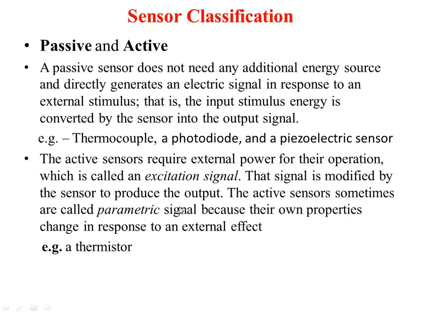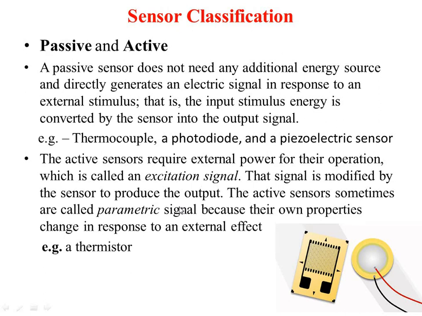pass the current or apply the voltage to it. That means you require external excitation like voltage and current. You need to pass it through the thermistor. Then and only then are you able to identify the change in resistance. So that is why it is called the active type of sensor. It requires external excitation, so you need to apply external power to operate these sensors. The example is the thermistor.